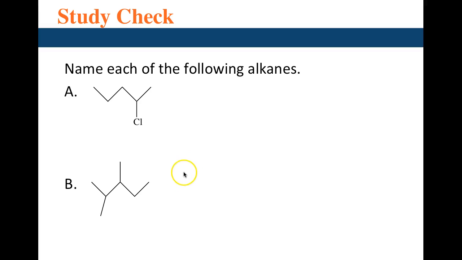2-chloropentane. All right. Again, long continuous chain. So 1, 2, 3, 4, and 5, pentane. All right. At carbon 2 and 3, there's a methyl group. So it's going to be 2,3-dimethylpentane. Okay.